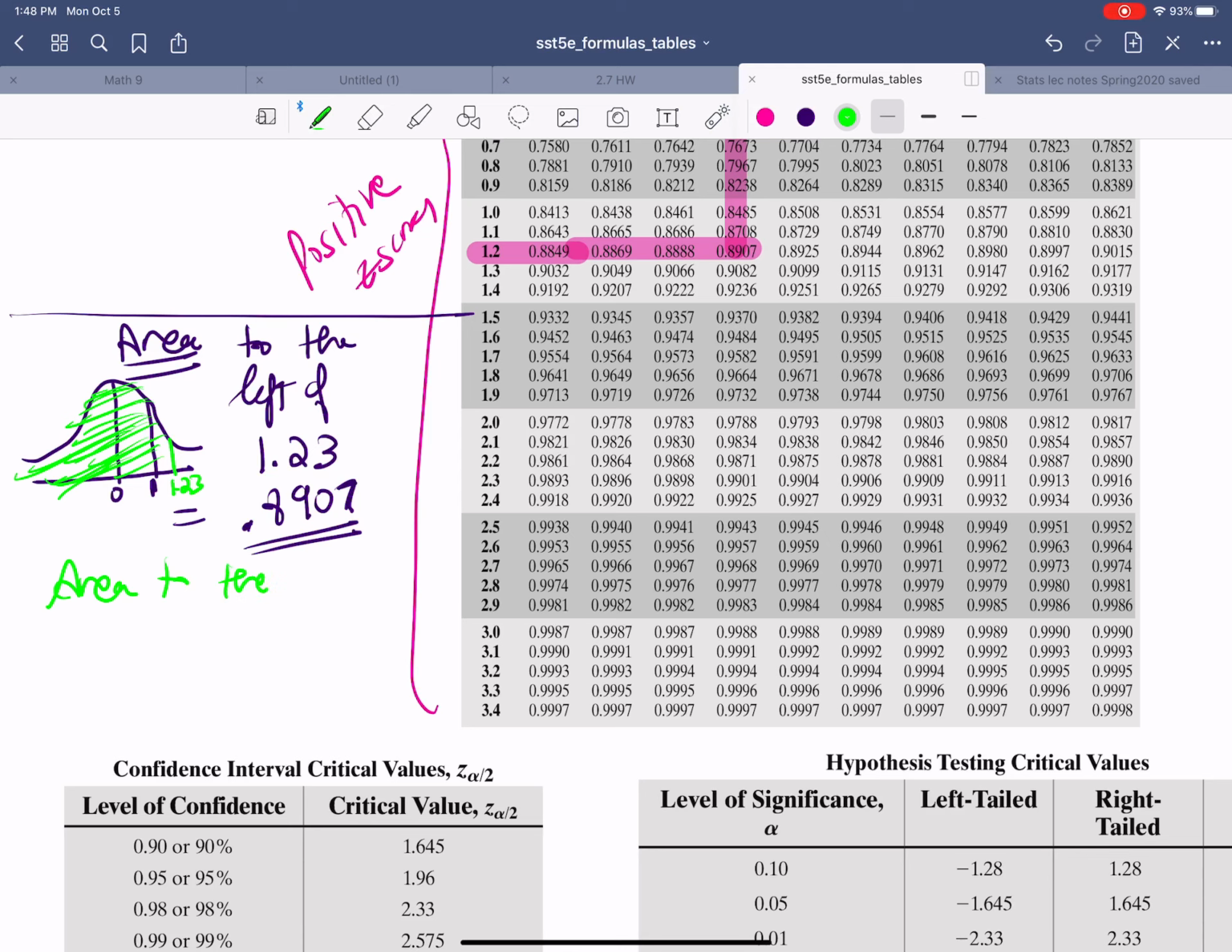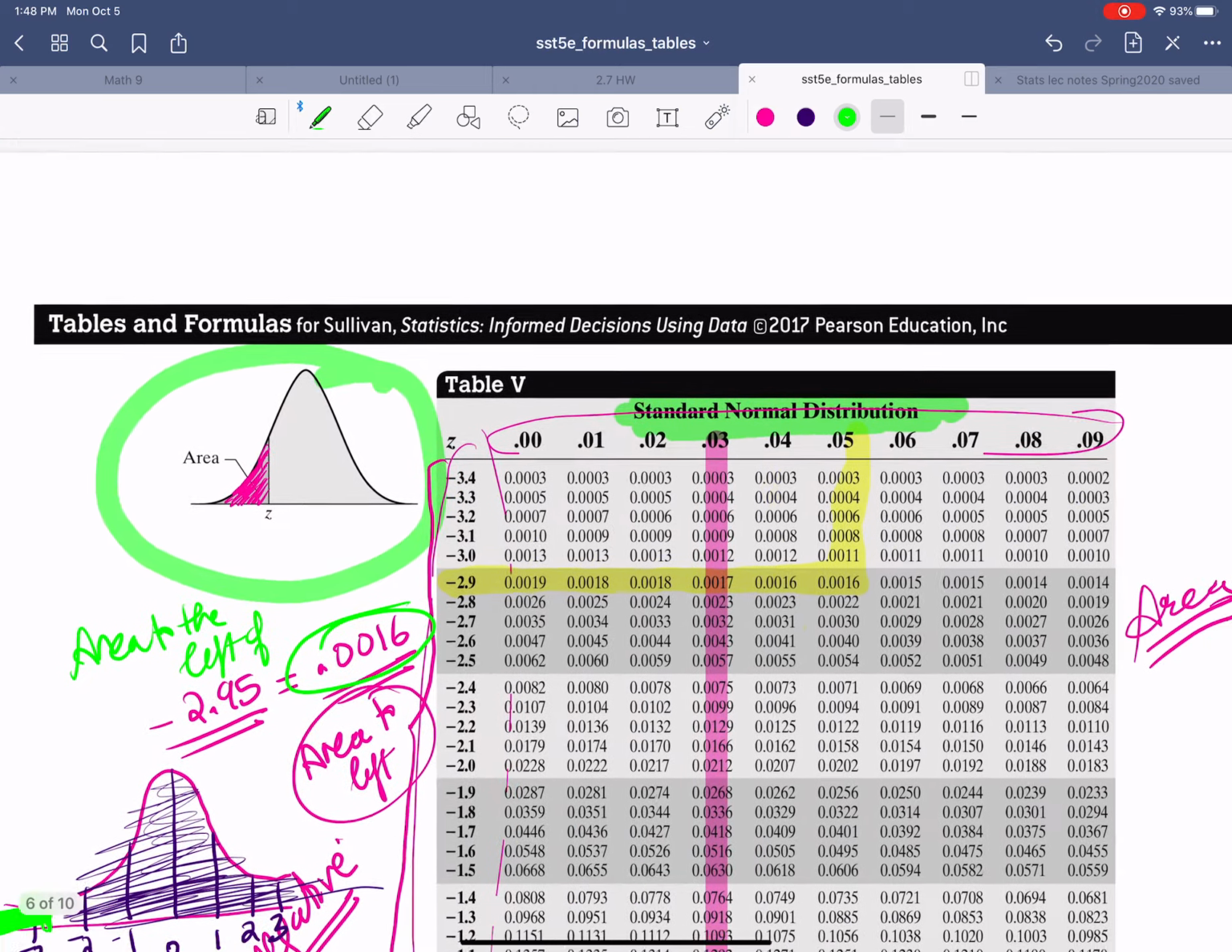Now what if I want to find out area to the right? Area to the right of 1.23, I would just subtract all the area that it has to the left. 1 minus 0.8907 turns out to be 0.1093. Now that's how we read the z-score table, okay?